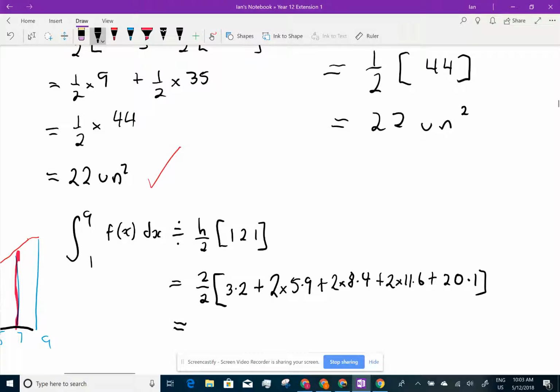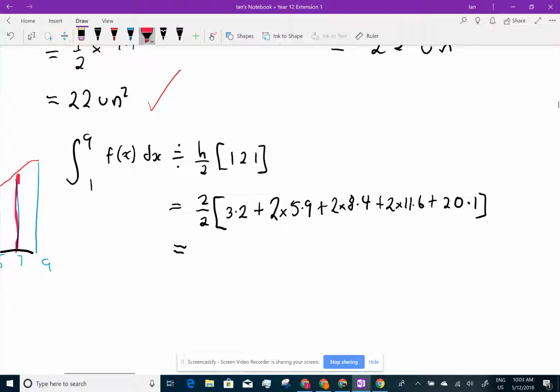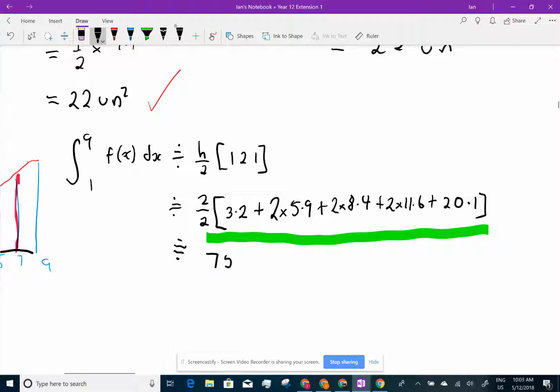And then, and this line is critical. This whole thing here is critical because it's showing your substitutions. Then you put it all in your calculator, and remember it's an approximation, and when I did it I got 75.1 units squared. And I reckon that remembering this formula in that version is much better.